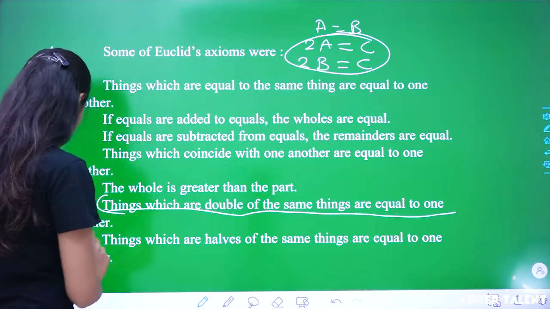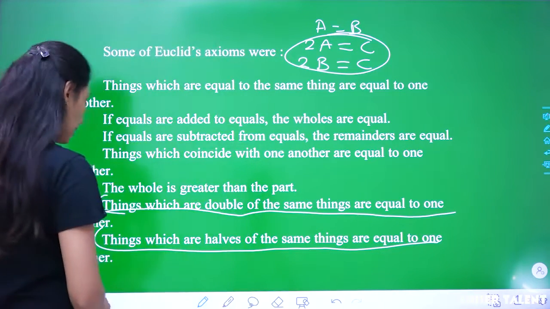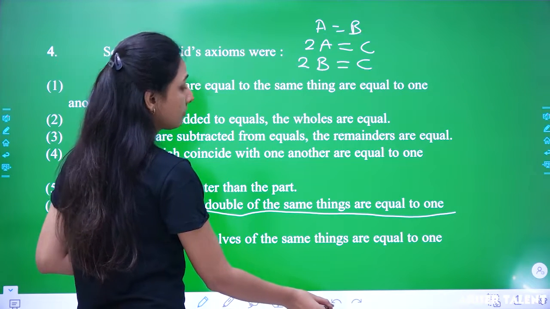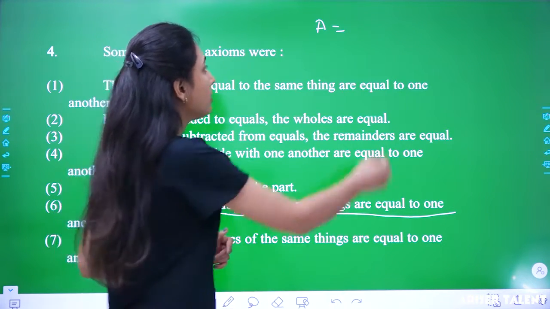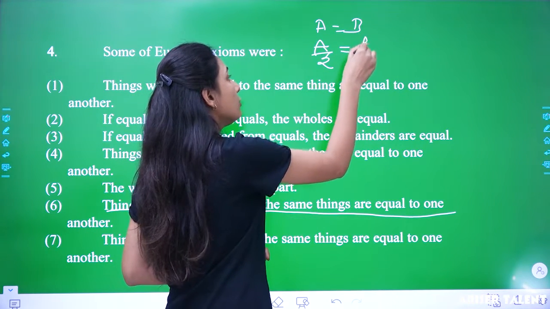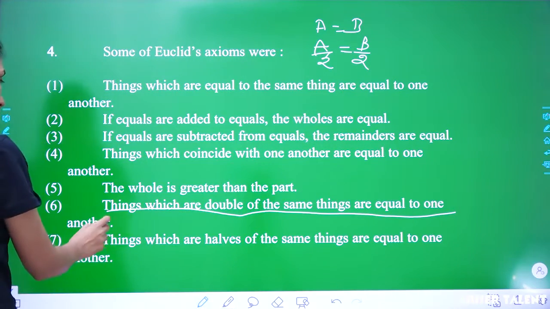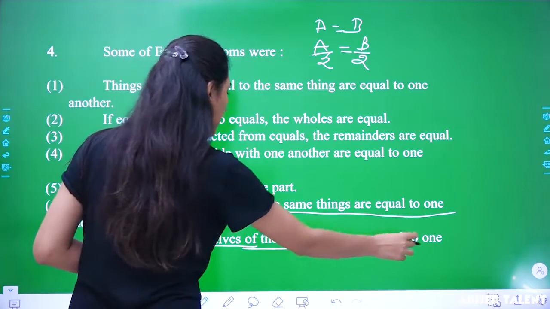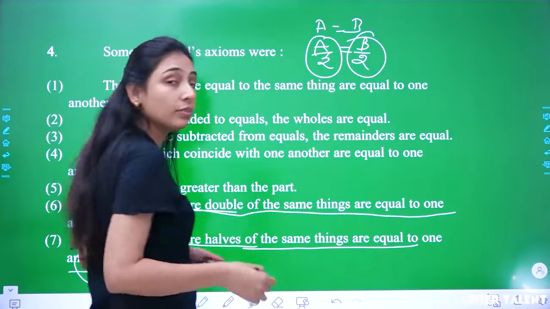Okay, the next one is: things which are halves of the same things are equal to one another. Again, if A is equal to B, then A by 2 is also equal to B by 2. Things which are halves of the same thing are equal to one another. These two, A by 2 and B by 2, will also be equal.